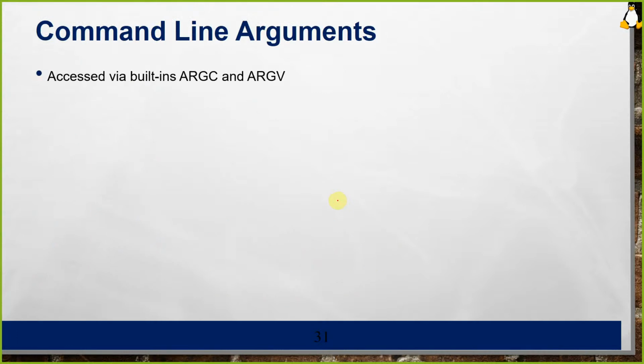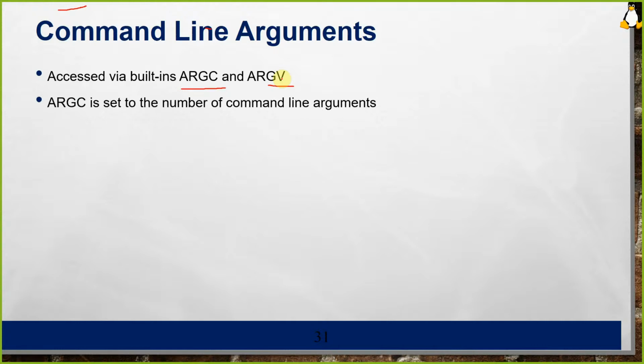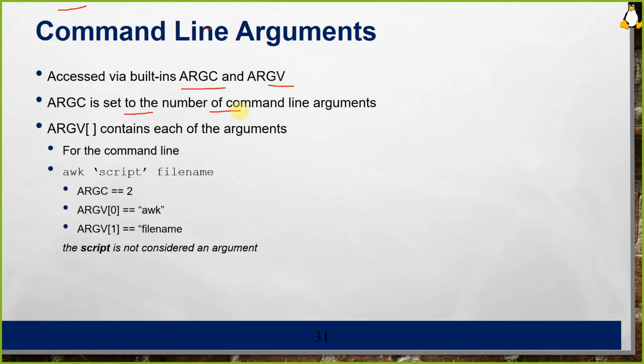Awk also takes command line arguments accessed via built-in ARGC and ARGV, argument count and argument value. Argument count is the number of command line arguments. Argument value contains each of the arguments for the command line. For example, if we use awk script file name, argument count is 2, argument 0 is awk, argument 1 is file name. The script is not considered as an argument for awk.